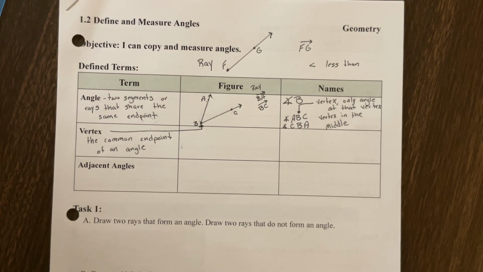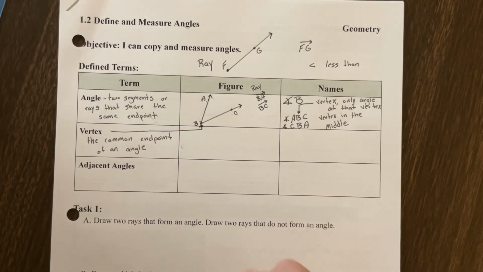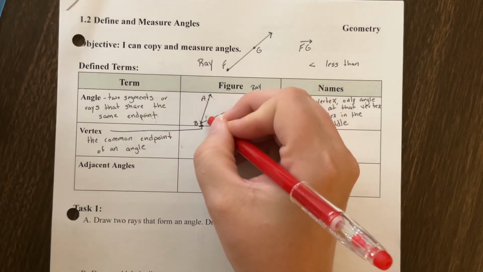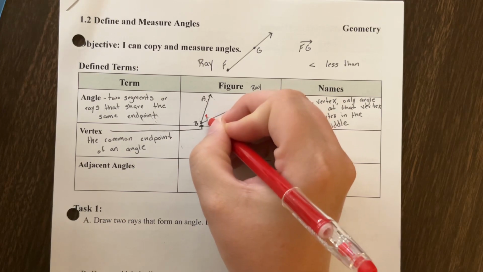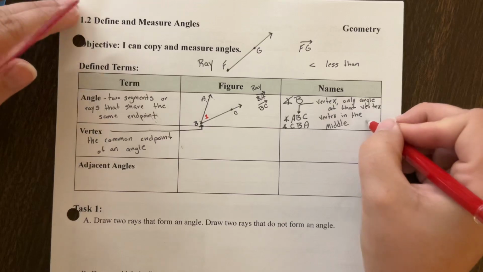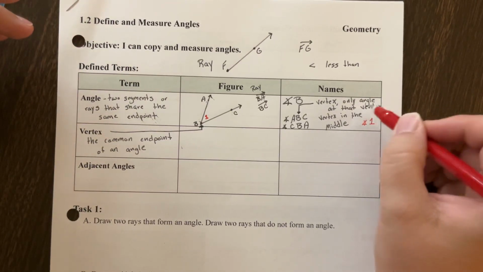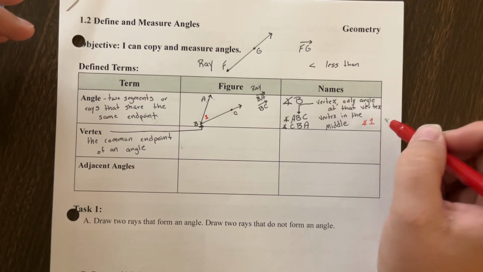Now, one other way that other textbooks tend to, and they tend to use a different color with this, but it doesn't have to be, is they will put little numbers, like let's say a number 1, inside the angle, and they would refer to it as angle 1. So sometimes we label it with little numbers inside.